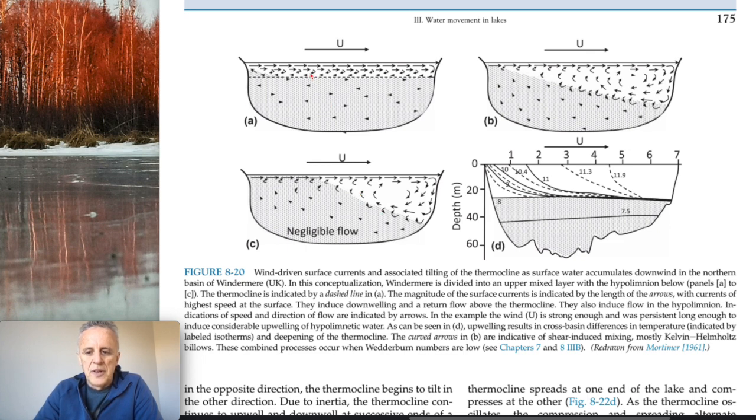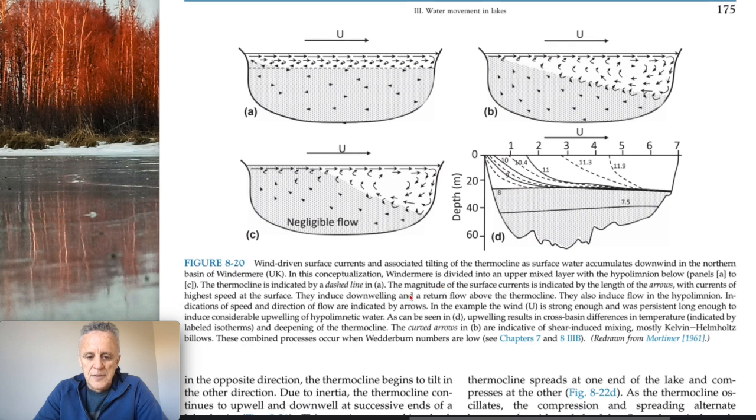Once again, the arrow's head shows the direction of the currents, and the length of the arrow shows the magnitude of the velocity. So the magnitude of surface current is indicated by the length of the arrow, and currents are highest at the surface. Yes, we can see that the currents are the highest at the surface. They induce downwelling and a return flow above the thermocline. They also induce flow in the hypolimnion. Speeds and direction of flow are indicated by arrows.